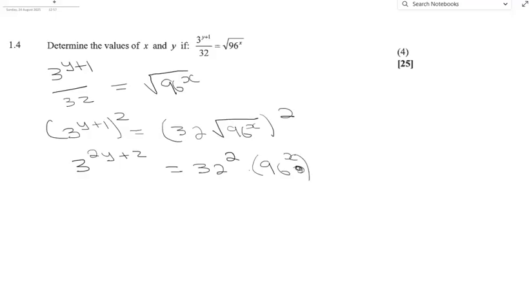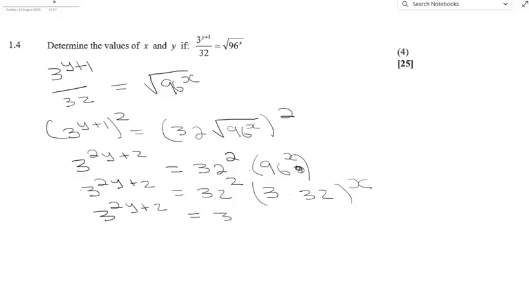Okay, here's where we can use the trick. 3 to the power of 2y plus 2 is equal to 32 to the power of 2. 96 is divisible by 3, so we can say 3 multiplied by 32. So here we're going to have 3 to the power of 2y plus 2 is equal to 32 to the power of 2 multiplied by 3 to the power of x multiplied by 32 to the power of x, right?